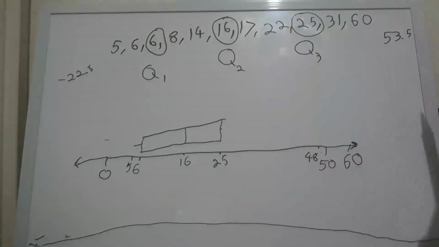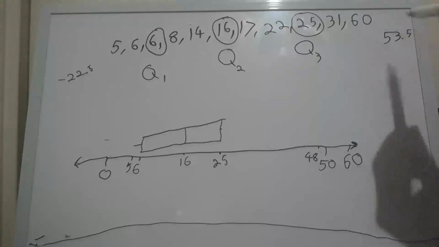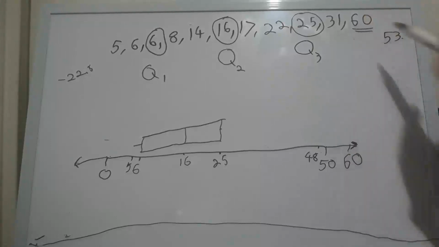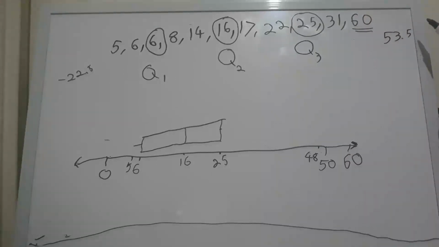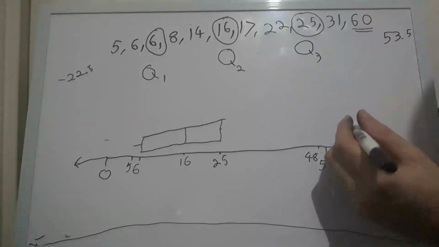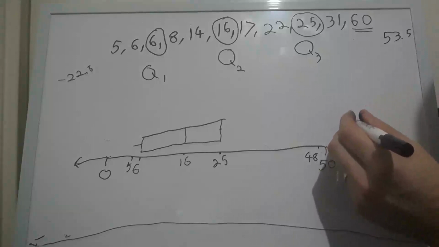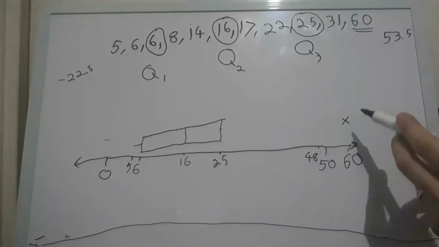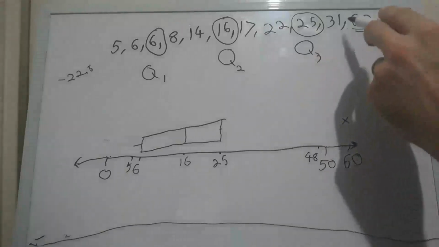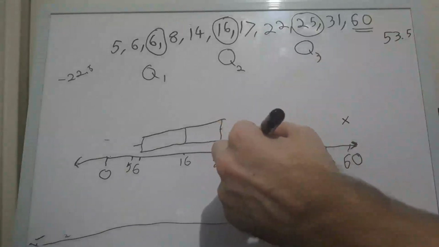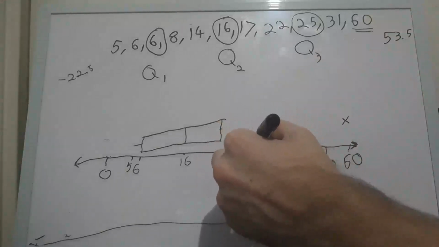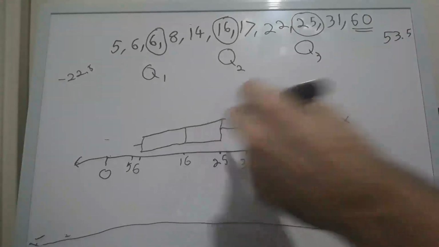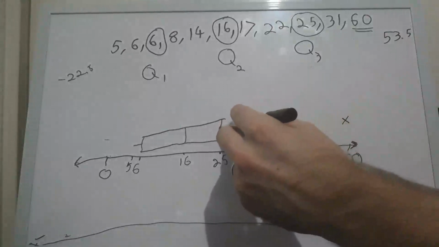If 60 is your biggest value, you would determine that yes, this is in fact an outlier because 60 is greater than 53.5. So what you would do then, you would put an X here to say this value is an outlier and has been discarded in this box plot. And instead, your next biggest value would be 31. So let's say 31 is there. Put a dot. That would be your whisker.